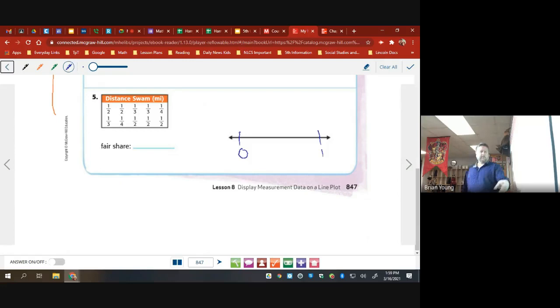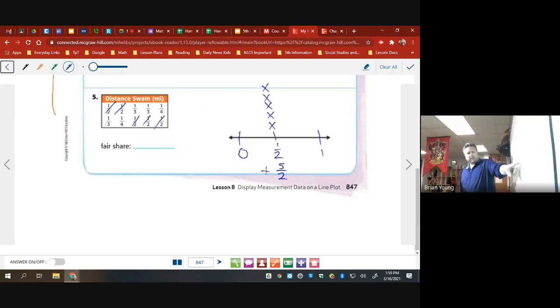So let's go ahead and just mark our fractions. Here's a half. How many halves do we have? One, two, three, four, five. So mark 5 X's. Can we go ahead and skip and just go ahead and count those up? What's a half plus a half plus a half plus a half plus a half? Let's just go ahead and mark that 5/2 so we know that we're adding them to that.